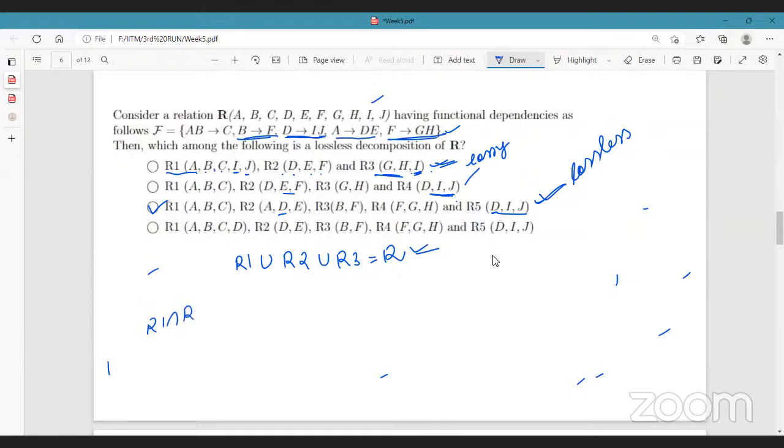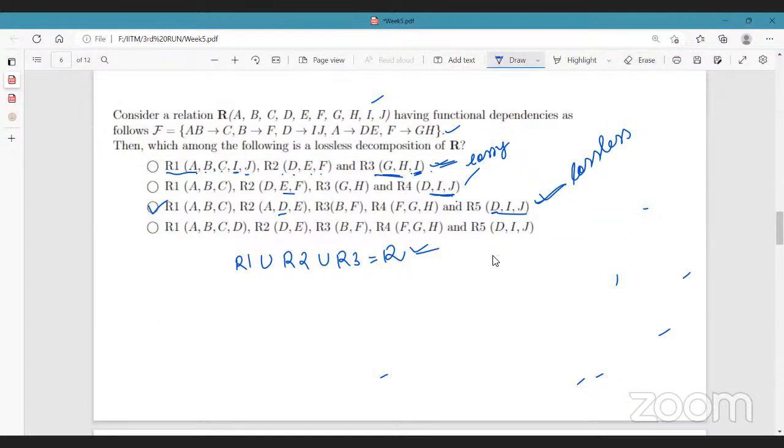In R1, D is the common attribute and it is a super key. Is D a super key? No, ma'am, it isn't. D is not a super key, right? So okay, we'll check for another relation.